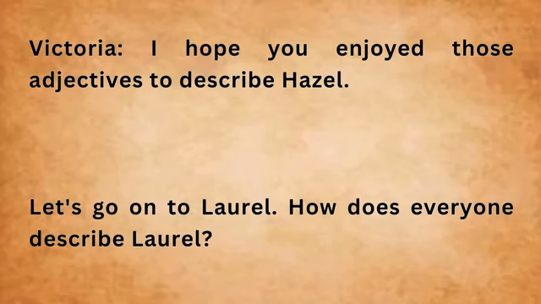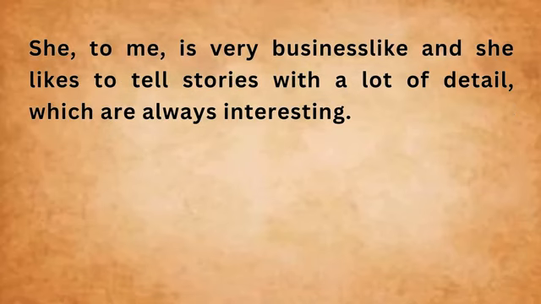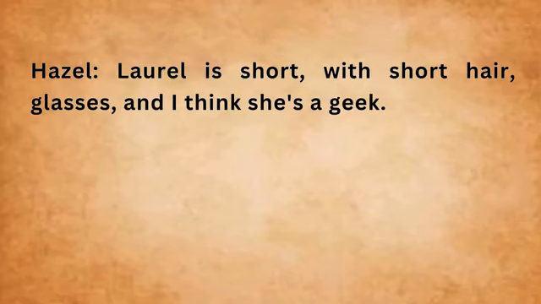Let's go on to Laurel. How does everyone describe Laurel? Laurel. Hi, I'm Laurel. Eliza. Laurel is also a short little person. She's got sort of blondish brown hair, sort of a darker shade of blonde. She has glasses. She, to me, is very businesslike, and she likes to tell stories with a lot of detail, which are always interesting. Hazel. Laurel is short, with short hair, glasses, and I think she's a geek.